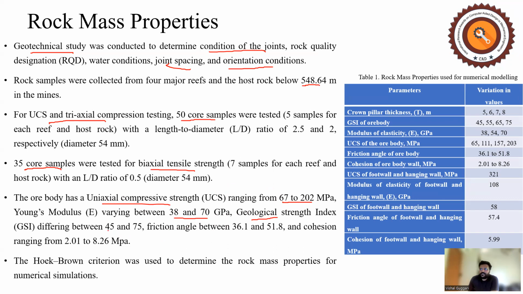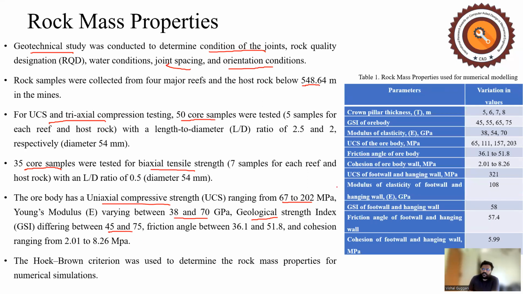This index gives a particular value for the rock masses. The lower value shows more geological discontinuities, and the higher GSI value shows few geological disturbances. This GSI varies from 45 to 75, and again the friction angle and the cohesion also vary accordingly.